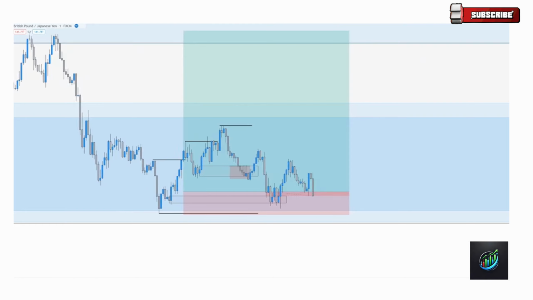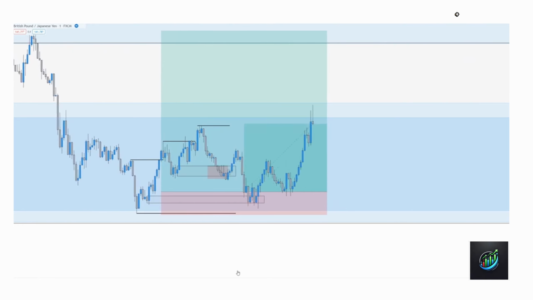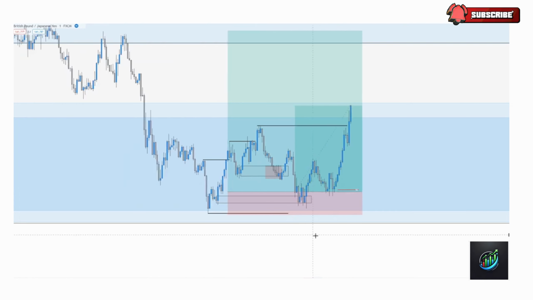So what we can do is see if price continues to the upside. So we've gotten that break of structure of this high, and we've now broken this high right here. So what I'm going to do is I'm going to move my trade to break even. So I'll move my stop loss into profit, and I've been able to secure that trade.